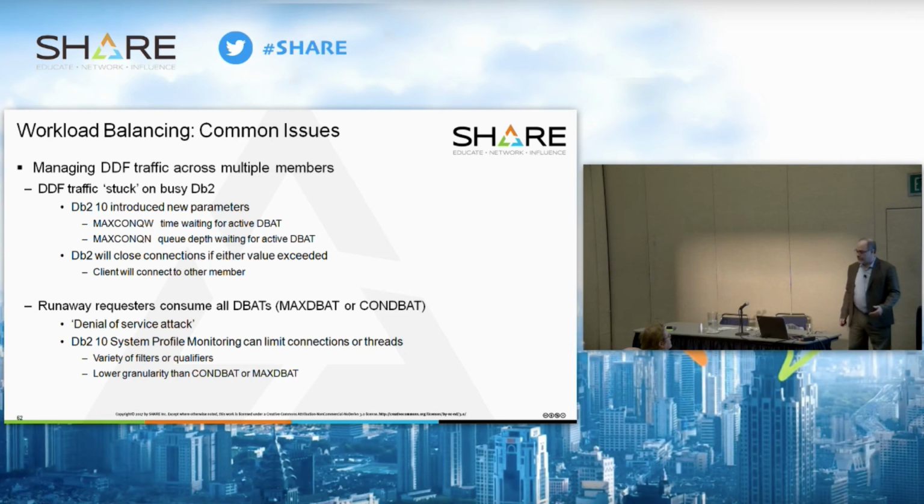So some of the issues are, if I do have multiple members that I'm trying to route my work to, what happens if some of the traffic gets stuck on one DB2? And occasionally this has happened. So starting in 10, we introduced these two ZPARMs, which will say, if you wait a certain amount of time, or if there are so many waiters in the queue, then we're going to close that socket, and that'll cause the distributed client to redrive and attach to another DB2.